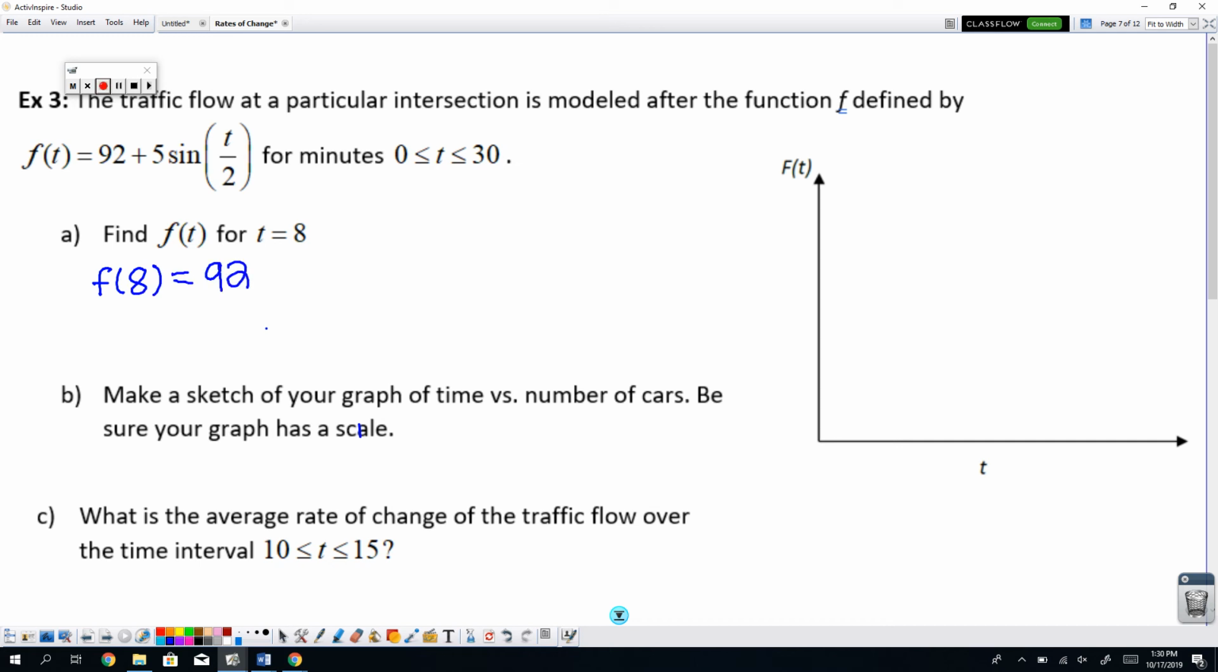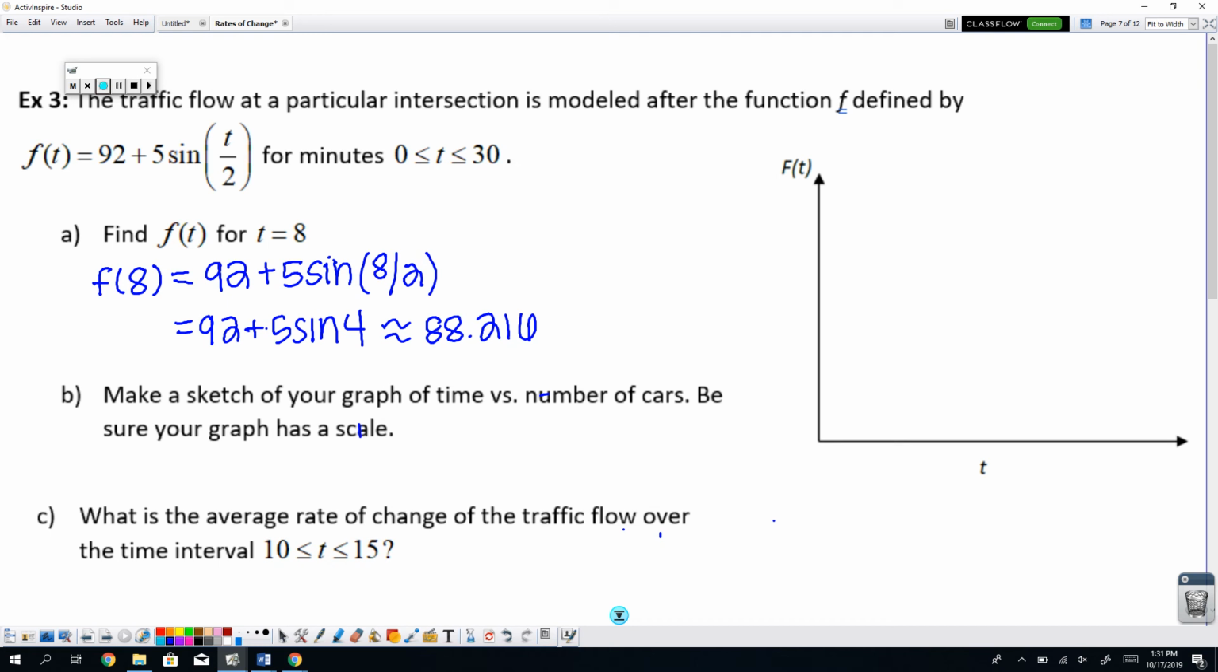equals 92 plus 5 sine 8 over 2. Wow, that's squiggly. What the heck? Over 2. So I'm going to plug into my calculator 92 plus 5 sine of 4. And I'm going to plug that straight into my calculator because why not? Make sure it's in radians. And it's approximately 88.216. And that's going to be f of t.